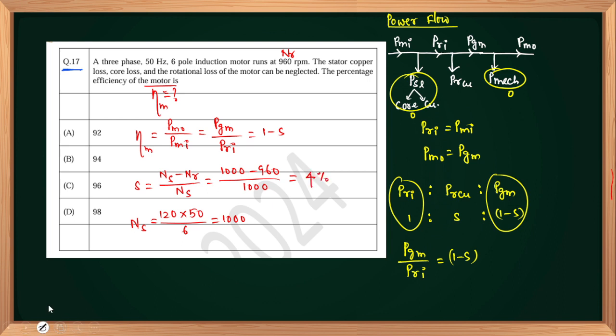So if the slip is 4%, 1 minus 0.04 will be 0.96. This means 96% is the efficiency of the rotor. So here rotor efficiency and motor efficiency are both the same, because losses are neglected. So C is the answer. This is a one mark question.